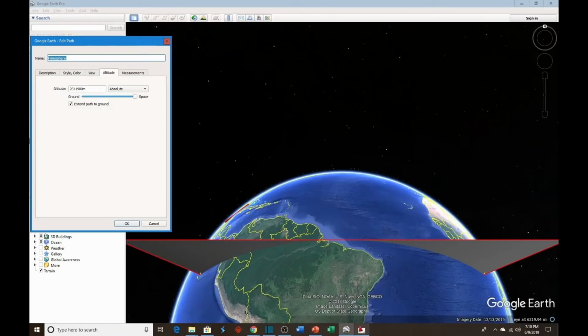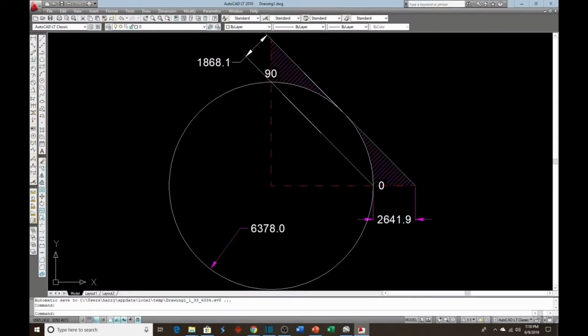Where would that number come from? Well, I thought I would make a little drawing here on AutoCAD. And the circle you see has a radius of 6,378 meters. That's the radius. I've drawn a 0 degree line for the prime meridian, a 90 degree line vertically there. And you can see on the right hand side 2,641,900 meters. That is that elevation to a line that is tangent to the surface of the earth.